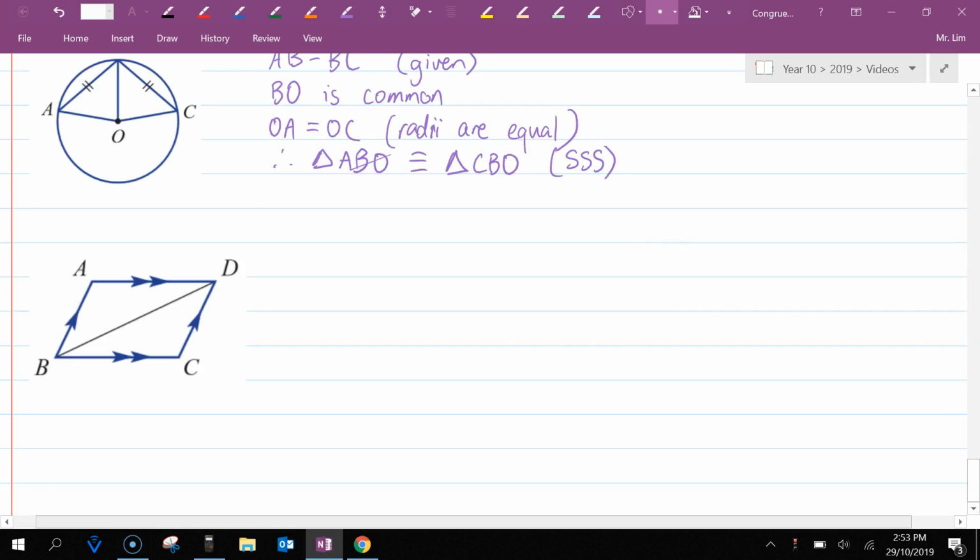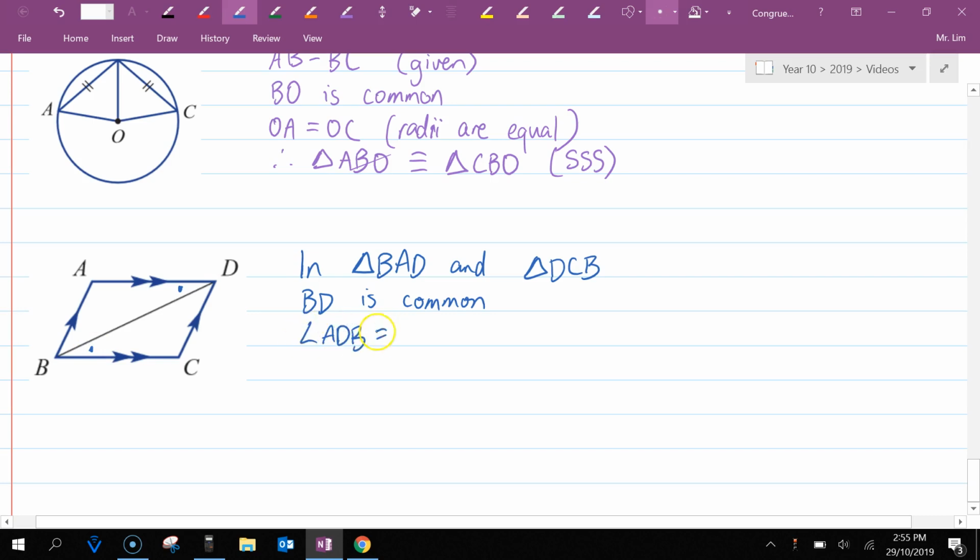Okay, and in the last question, we have in triangle BAD and triangle DCB. BD is common. And we can also see that these two angles are equal because alternate angles are equal in parallel lines. So I'm going to write angle ADB is equal to angle CBD. Alternate angles are equal on parallel lines.